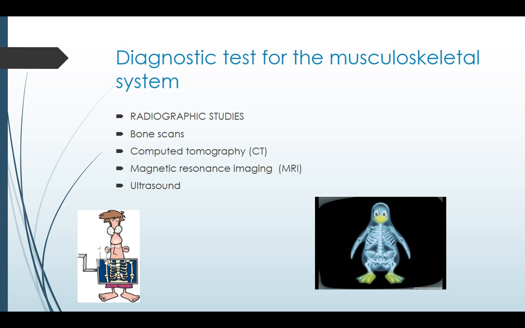Diagnostic tests for the musculoskeletal system: radiographic studies, bone scans, computed tomography, magnetic resonance imaging, MRI, ultrasounds. All of these tests have their place in the exam of a child. Some of them are harder to get done due to the fear factor the child experiences. Other tests include CBC, ESR, HLA, which is a human leukocyte antigen.